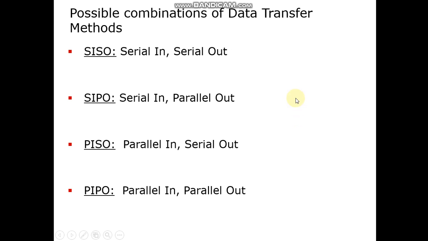There are 4 types of shift registers used for the possible combinations of data transfer methods. One is serial in serial out, another is serial in parallel out, and the next is parallel in serial out.